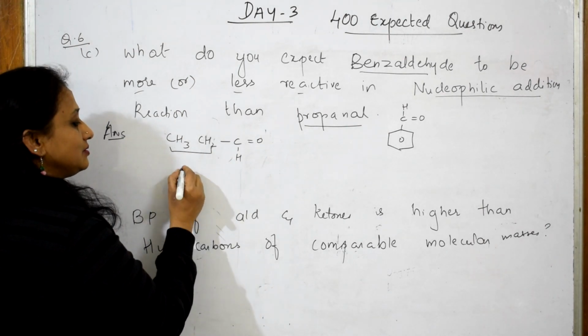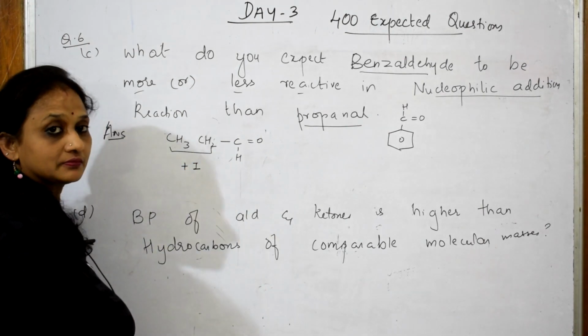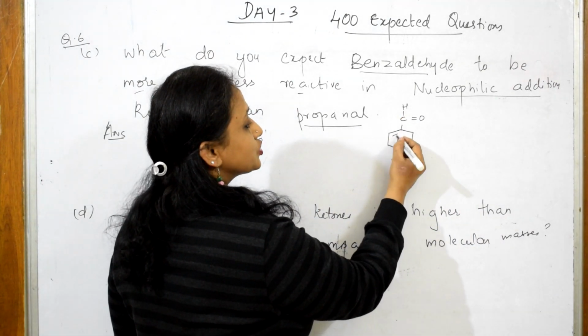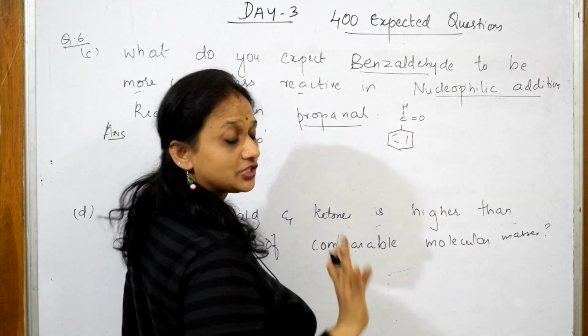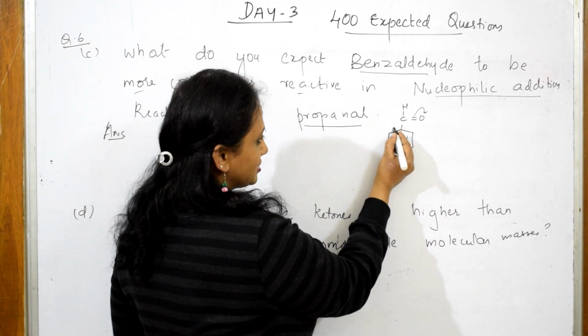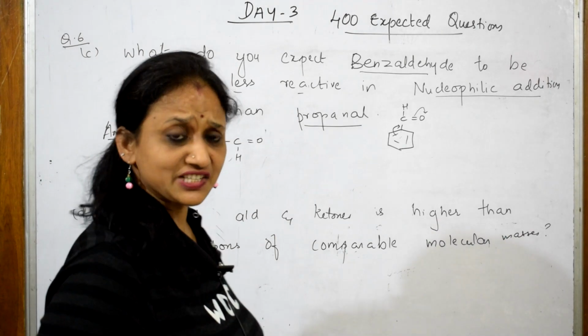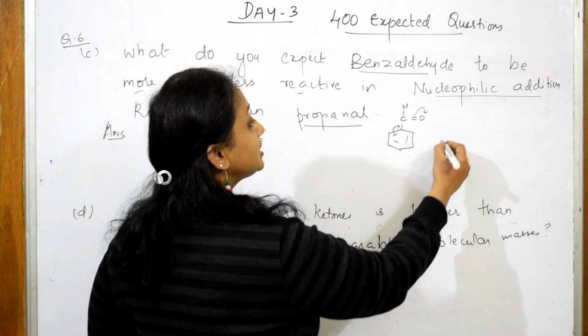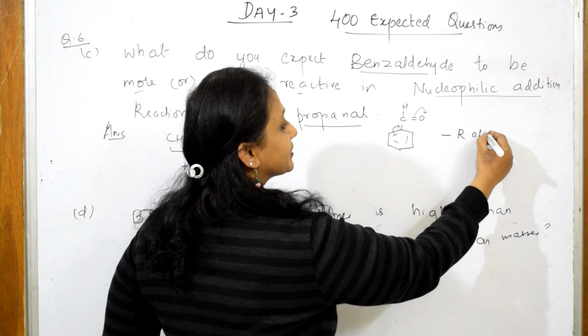What groups are there? Plus I groups. Here in this case, what happens? This aldehyde is going to pull the electron density towards itself. Oxygen is electronegative, so from here this bond shifts. Yes or no? Now check, what is this type of effect? This is called minus R effect.